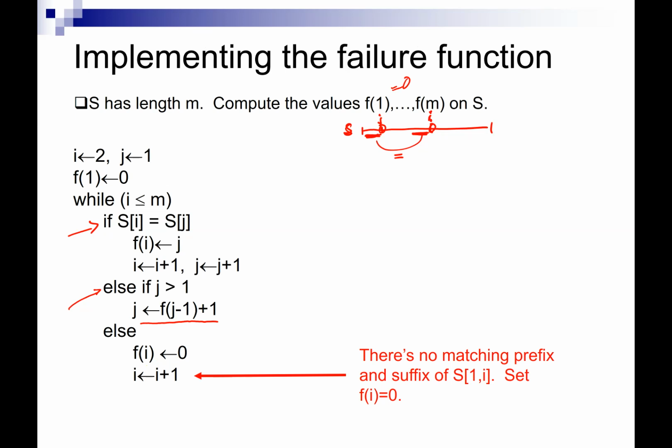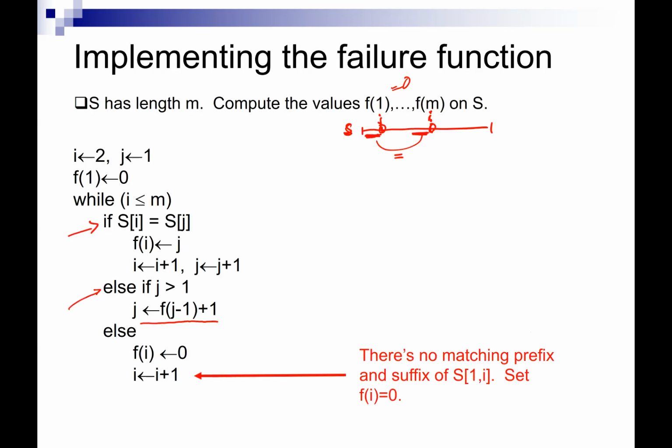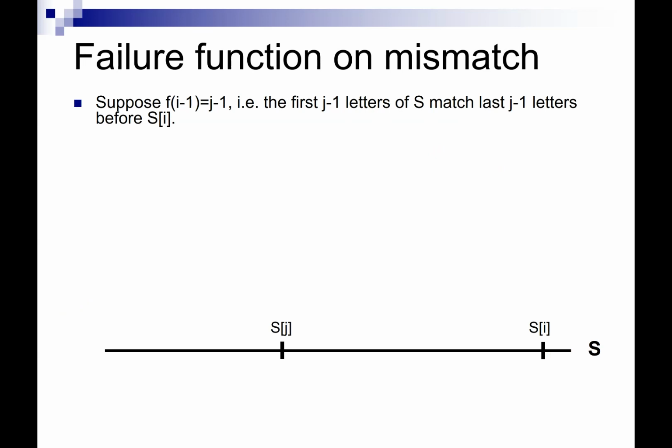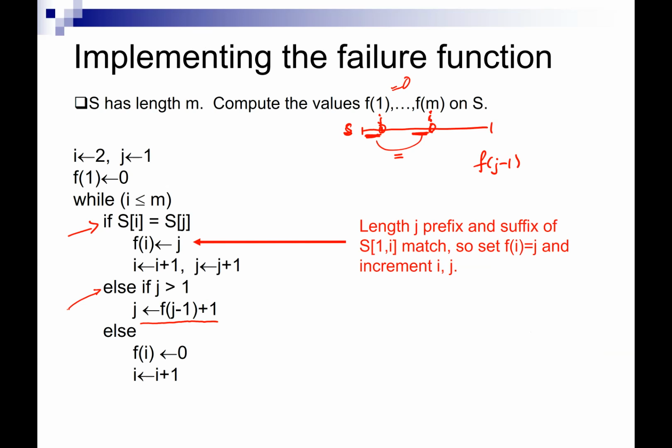Now we're going to talk about why in the second case you set J to be this value over here. Before we reached this case, we had already computed f of J minus 1. So that means that we managed to compute f of I minus 1.